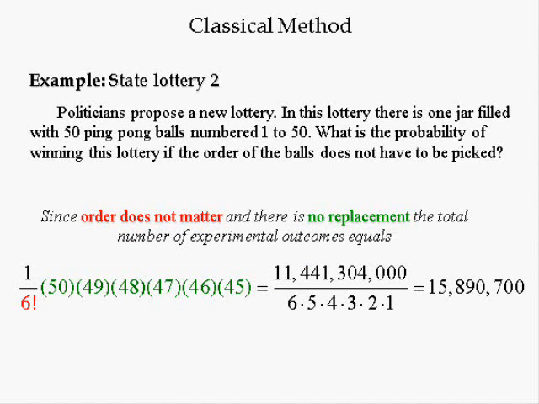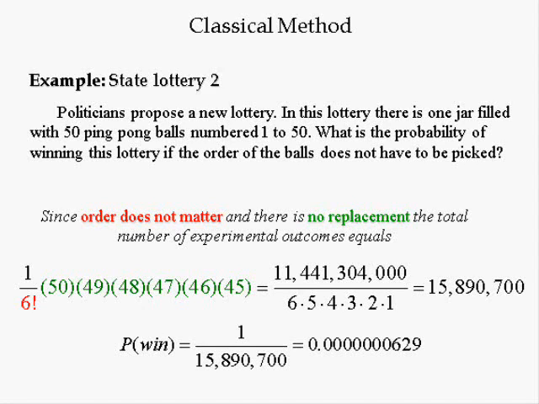In this state lottery example, there is one jar filled with 50 ping pong balls numbered 1 to 50. What is the probability of winning this lottery if you have one ticket and don't have to pick the order of the balls? Recall that there were about 15.89 million distinct tickets in this lottery. The probability of winning this lottery with one ticket, if no duplicates were printed, is found by dividing 1 by 15.89 million, or 0.00000629, something like that.